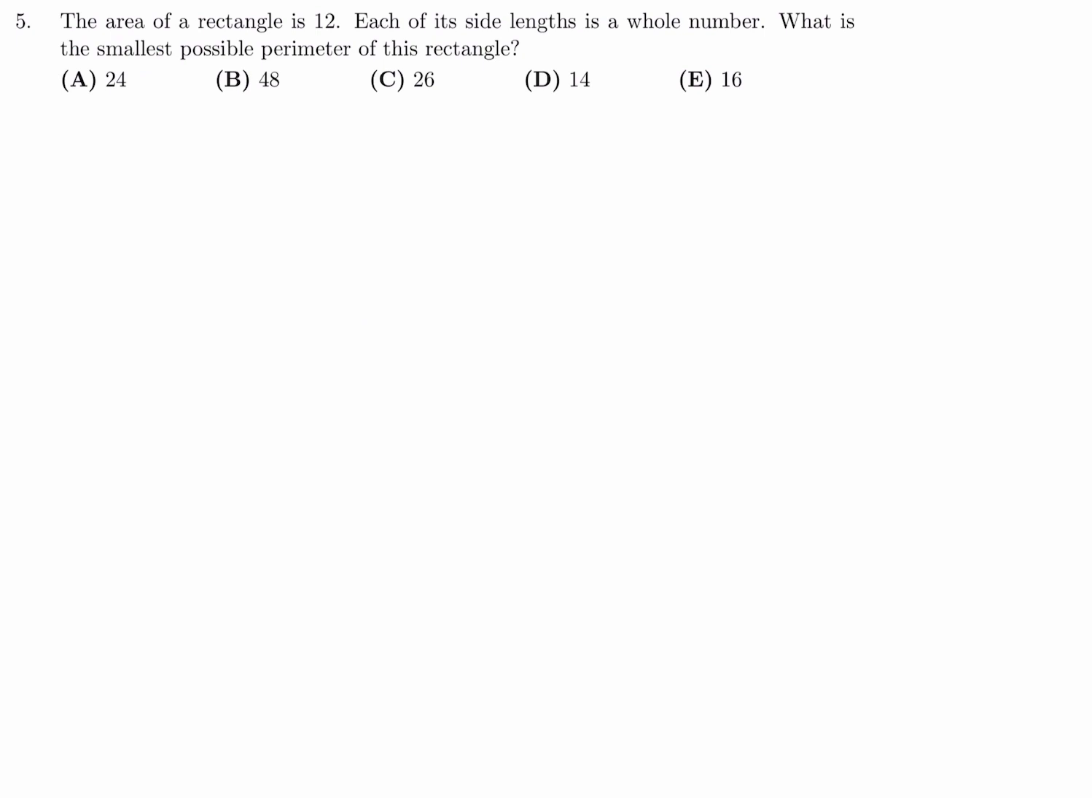The area of a rectangle is 12. Each of its side lengths is a whole number. What is the smallest possible perimeter of this rectangle? We have some rectangle with width and length, and we can make a very quick table: width, length, area, and perimeter.